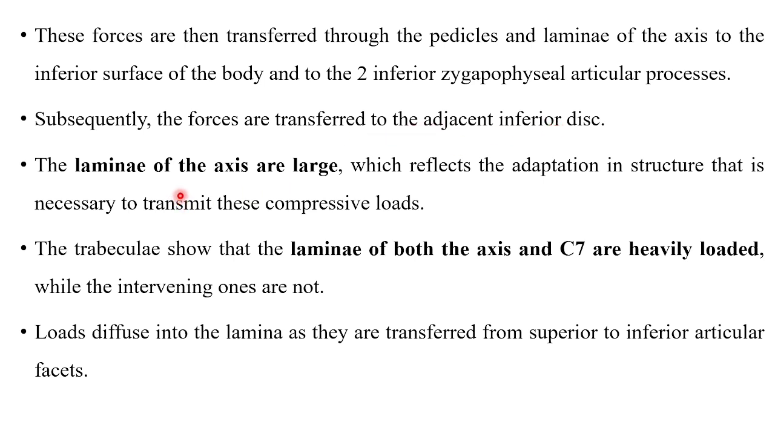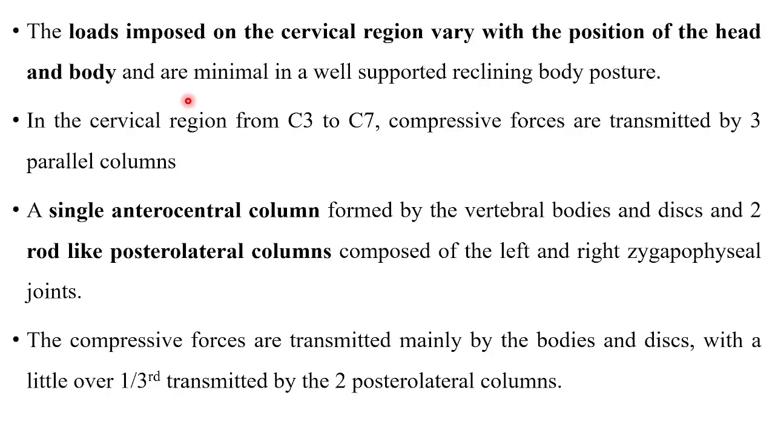The lamina of the axis are large, which reflects the adaptation in structure that is necessary to transmit these compressive loads. The trabeculae show that the lamina of both the axis and C7 are heavily loaded, while the intervening ones are not much loaded. Loads diffuse into the lamina as they are transferred from the superior to the inferior articular facets. The loads imposed on the cervical region vary with the position of the head and body and are minimal in a well-supported reclined body posture. The load over the cervical region is less during the reclined body posture.